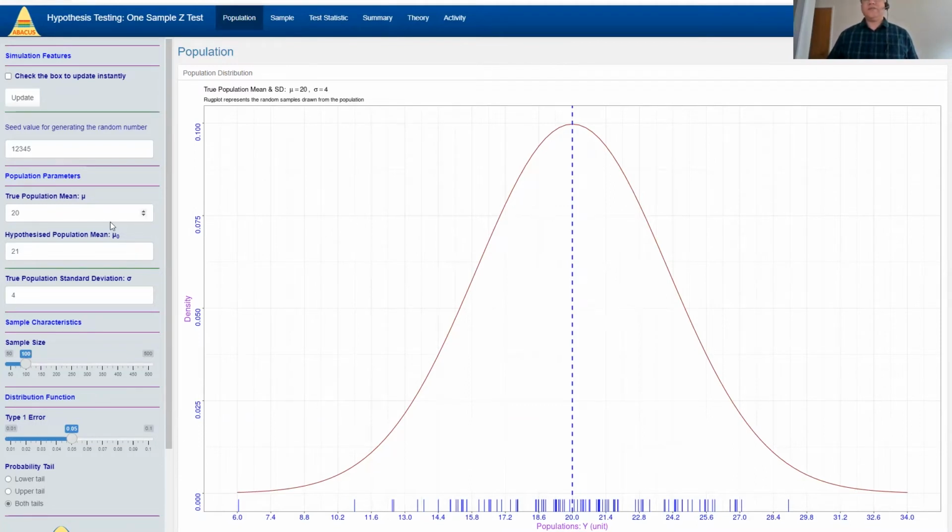So here I'm assuming we know the true population mean, and we also know the population standard deviation, which is 4. So 20 is the true population mean, and the true population standard deviation is 4. If I pick one of the samples, my sample size is 100 here. This is one of my samples, and all those bars represent each individual, all of those 100 individuals.